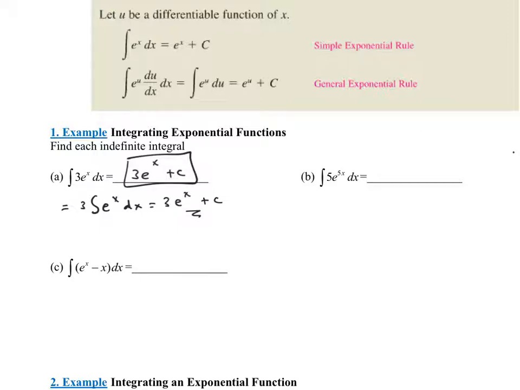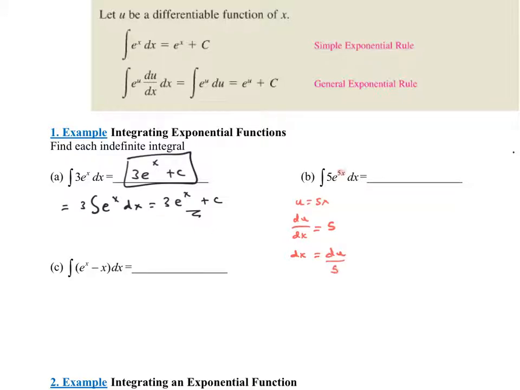If it's not just an x in the exponent, anytime it's something more than x, you're going to have to use u substitution. So let's go back to that u substitution where we make u whatever the exponent is. In this case, it would be 5x. Then remember, we take the derivative of u with respect to x. The derivative of 5x is just 5. And then I solve for dx. I'd multiply both sides by dx, divide both sides by 5, and I'd have dx equals du over 5.